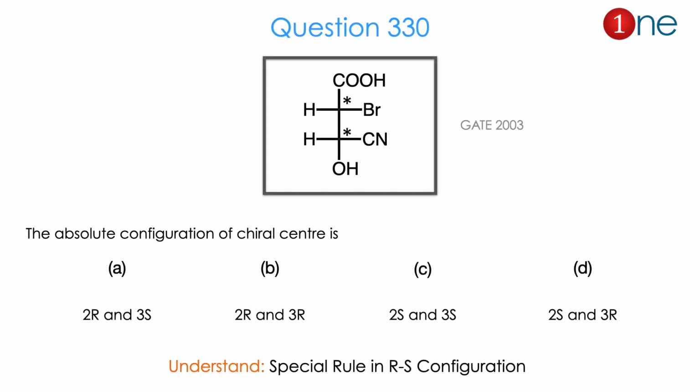Then let us look at the next question. They give the Fischer projection of a compound, which contains acid, alcohol, cyanide and bromine. They are asking for the absolute configuration at the chiral centers, which are the 2,3 form. They are asking what is the real configuration of the chiral centers, whether it is 2S 3S, 2R 3R, 2S 3R or 2R 3S. 4 different obvious possibilities. So from the question of the Fischer projection and 4 different possibilities, you might realize the question is really about a special rule in RS configuration. The answer is D. Let us see how.